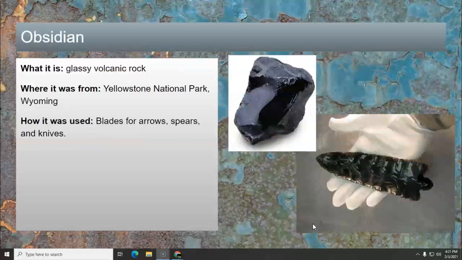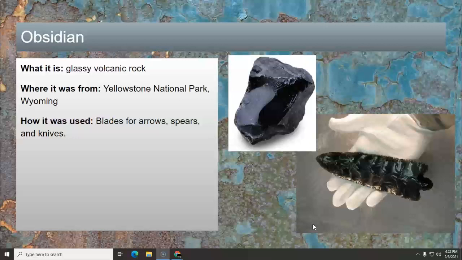Obsidian is a glassy volcanic rock, and this obsidian comes from Yellowstone National Park in Wyoming. It was used for blades for arrows, spears, and knives. Obsidian is very sharp when it's worked. And like you see, the large obsidian blade that is being held there would have been a spear blade.